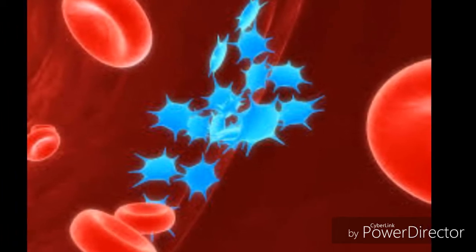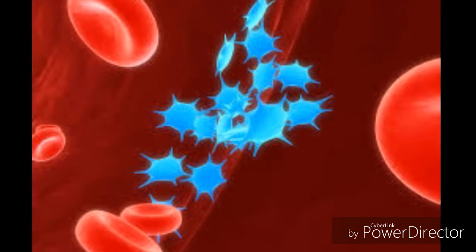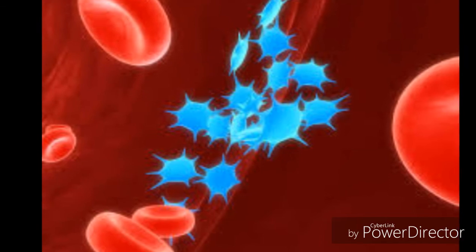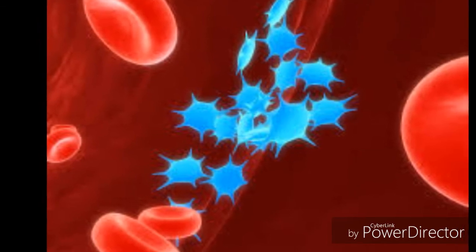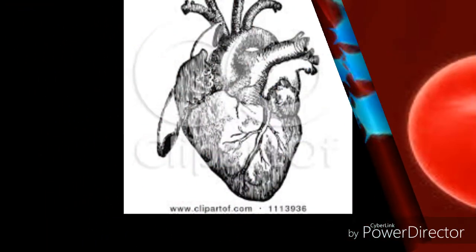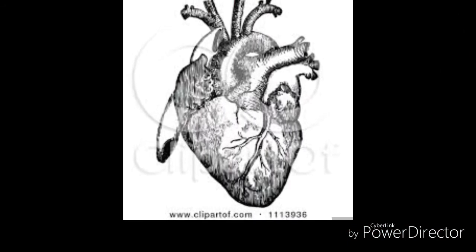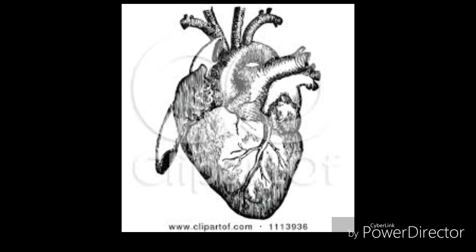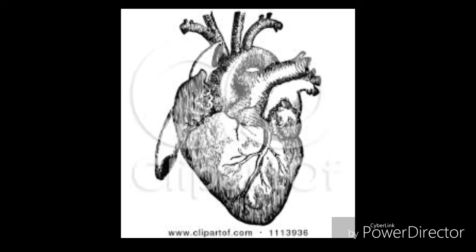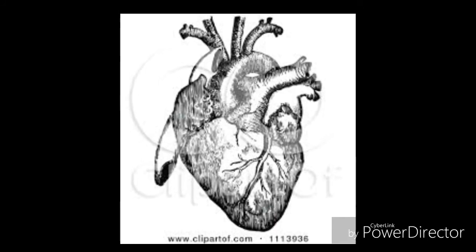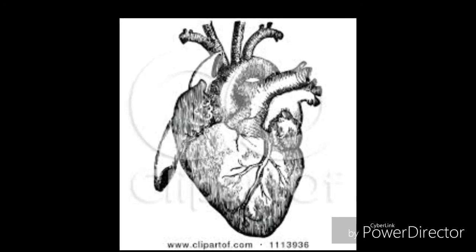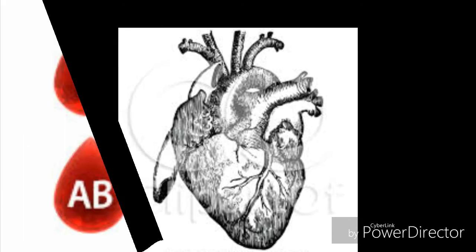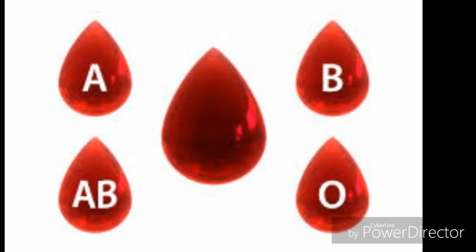Now we will move on to the term heartbeat. Heartbeat is also known as the cardiac cycle. One complete contraction and relaxation of the heart is known as a heartbeat or a cardiac cycle. This is of two types, systole and diastole. The contraction of the chambers of the heart is referred to as systole and the relaxation of the heart is referred to as diastole.